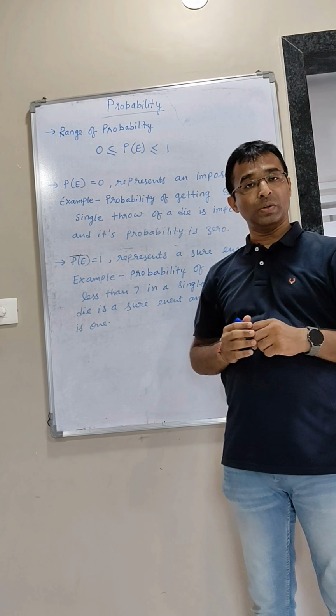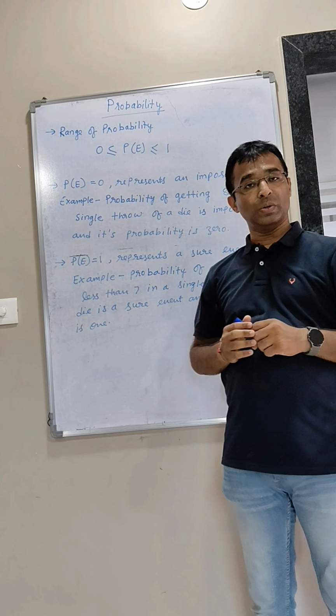Coming to the next topic, in probability P(E) represents the probability of an event. P(E bar) represents the probability of the complement of event E. That means whatever probability comes in the case of an event, we are just taking the opposite of it, and their relation is: probability of E bar is equal to 1 minus probability of E.